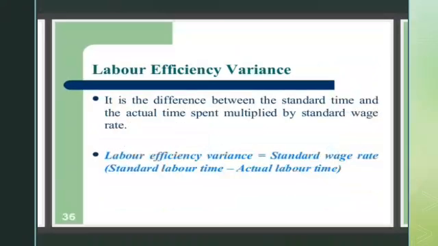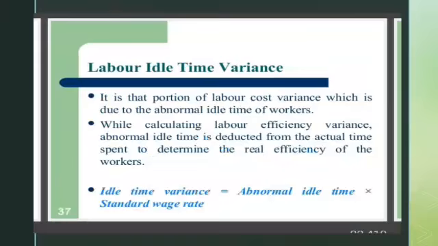Labor efficiency variance is defined as the direct wages efficiency variance, that portion of the direct wages cost variance which is the difference between the standard direct wages cost for the production achieved, whether completed or not, and the actual hours at standard rates. The direct efficiency variance can be calculated as standard wage rate into (standard labor time minus actual labor time).